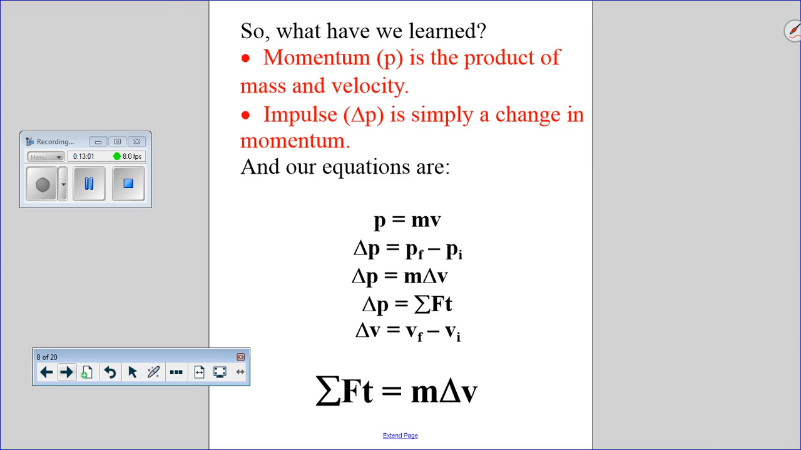So let's take a second and see what we have learned. Here's a quick summary. Momentum is the product of mass and velocity. Impulse is the change in momentum. And here are all of our equations. This bottom one can be rewritten as net force times time equals mass times Vf minus Vi. It is a frequently useful tool, and it simplifies problems, right?